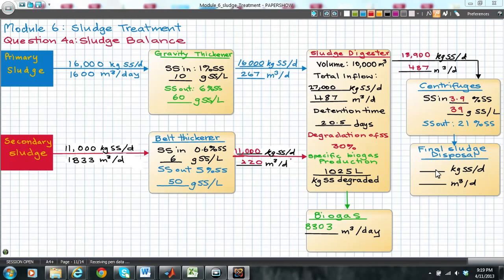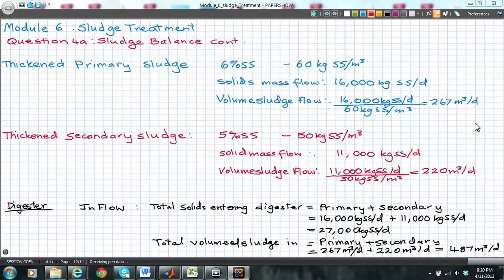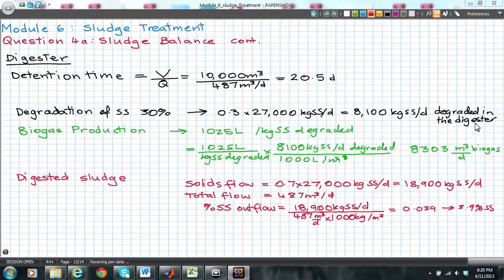The mass flow will be the same, so it is going to be 18,900 kilograms of suspended solids per day, and then we can calculate the volumetric based on the fact that it's 21% suspended solids. So we have our dewatered sludge, for our final sludge disposal.